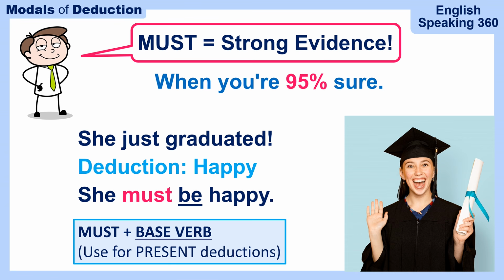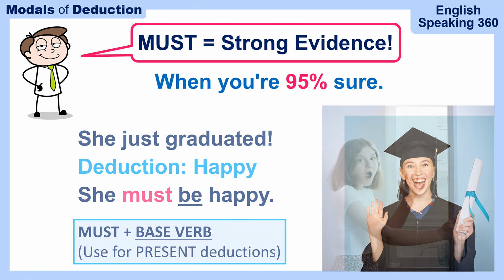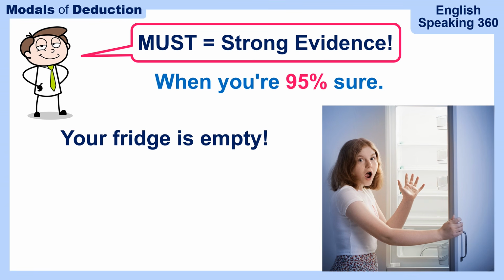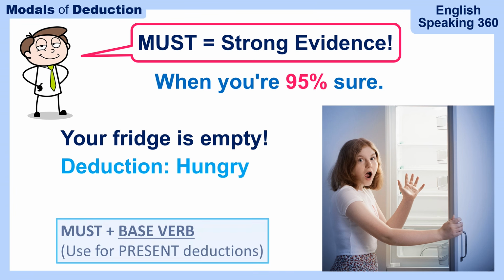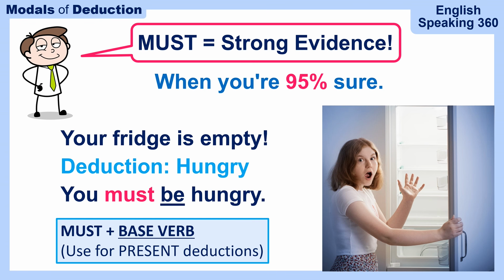She must be happy. So right after must, you need a base verb. No ing, no ed, no to. Just the verb. She must be happy. Your fridge is empty. Oh, that's terrible. So what is your deduction? Probably hungry. So remember, you need must plus the base verb to make your sentence. Let's do it. You must be hungry.